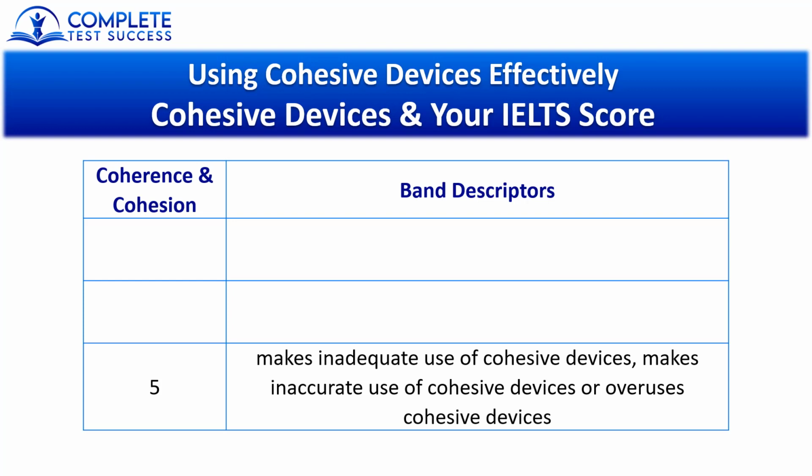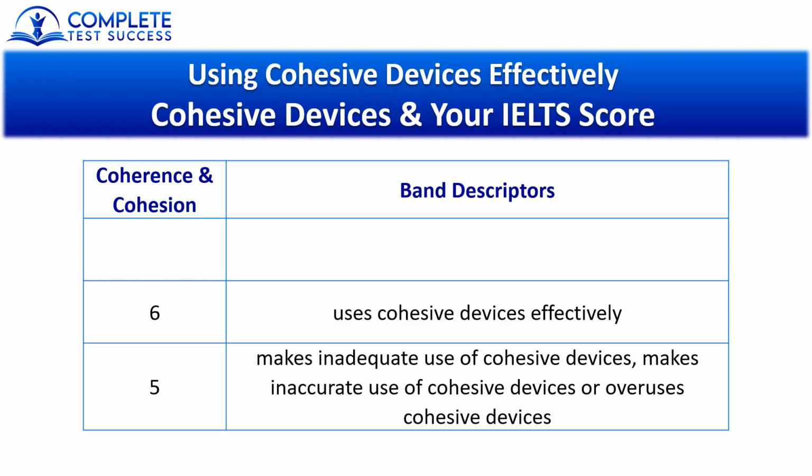So basically, if you're getting a band 5 for coherence and cohesion because of mistakes you're making with cohesive devices, it's because you haven't studied cohesive devices enough. Either you don't have enough range, or you haven't learned them accurately enough that you can use them correctly. So you need to spend more time studying these. Once you've removed all of these types of mistakes, that will give you a band 6.